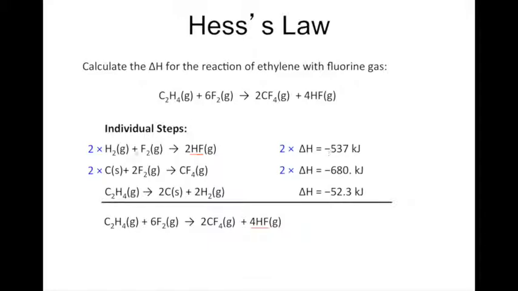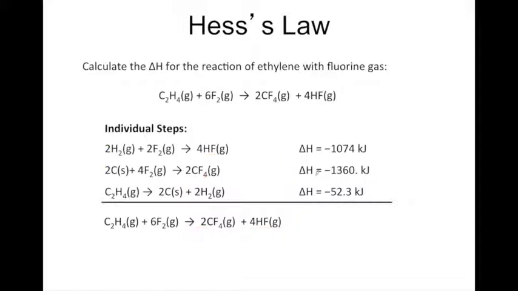And then also the same thing for the next reaction. If I look at this reaction, on my product side, I have CF4. This is the only individual step that contains CF4. I need it on the product side, so I don't need to flip it, but I do need 2 moles of CF4. So I multiply this individual step by 2 and the delta H value by 2 as well. Okay, so here I've multiplied those 2 reactions by 2 and changed their delta H values. Now, let's see if they add together.